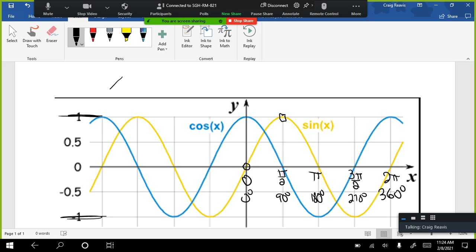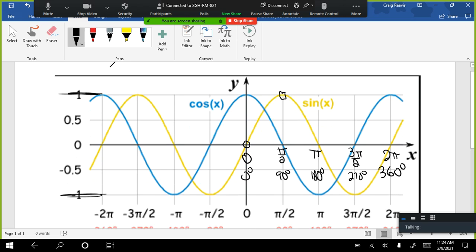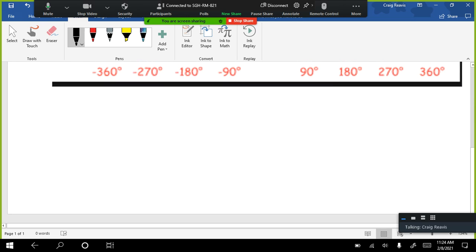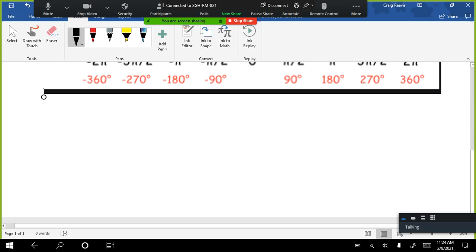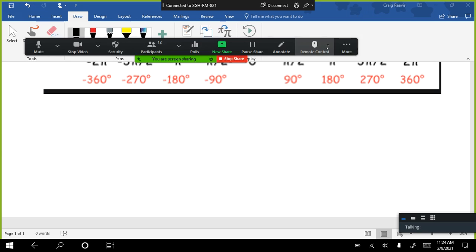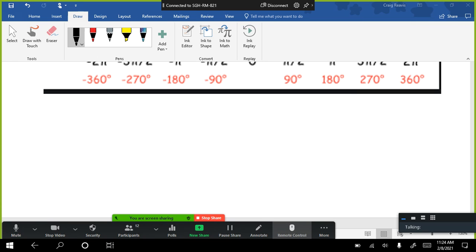Okay, now, if we go back to the other day, let me just use this, if I can add a page. Let's see if I can drag this down.